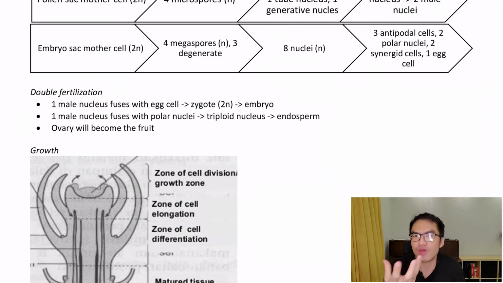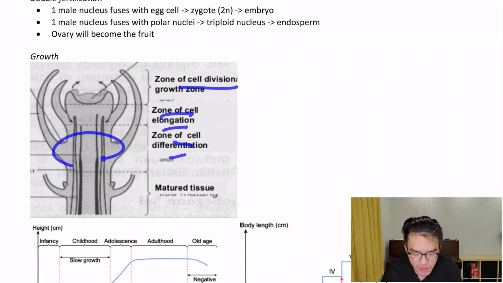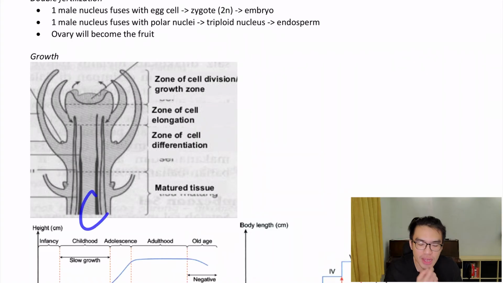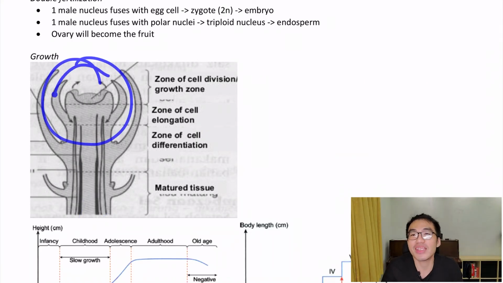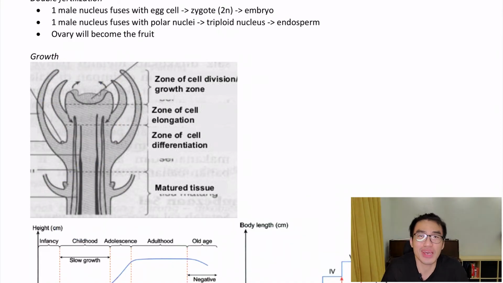When you are eating fruit, you are eating the ovary of a plant. Growth has 3 zones: zone of cell division, zone of cell elongation, zone of cell differentiation, and the mature tissue part. This is why veggies taste the best up here, because you are eating young cells. This is where everything feels hard and not nice to chew, because it's all old cells.